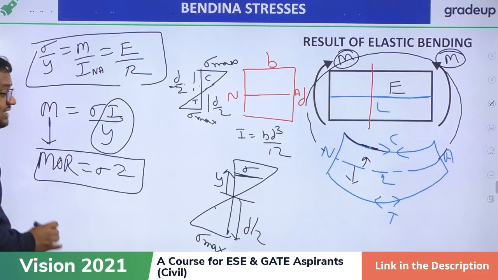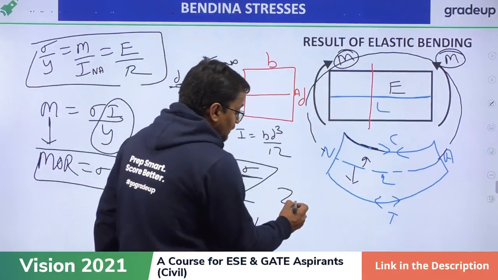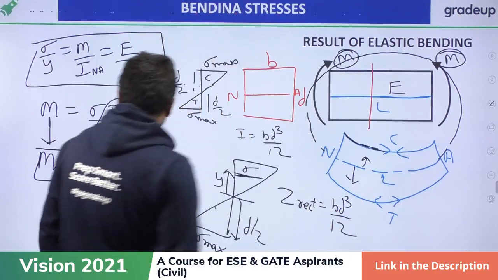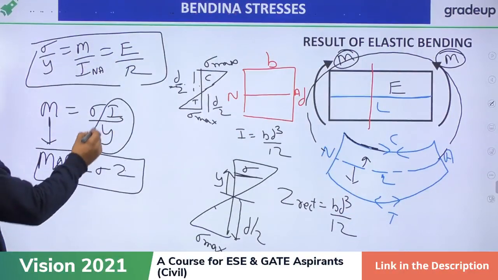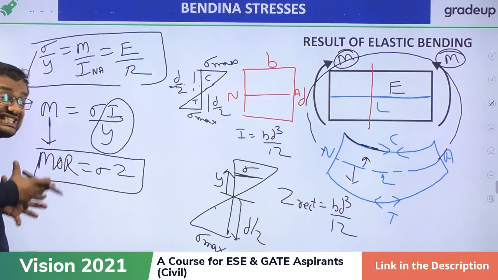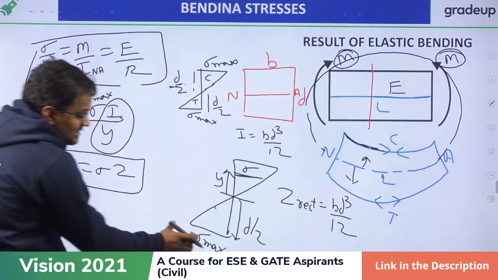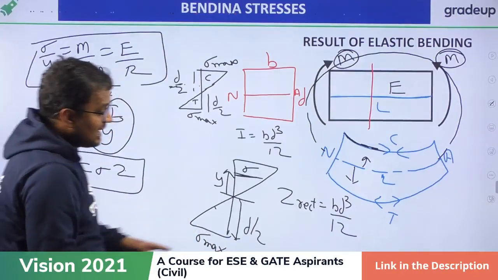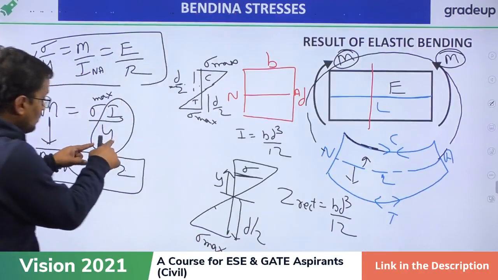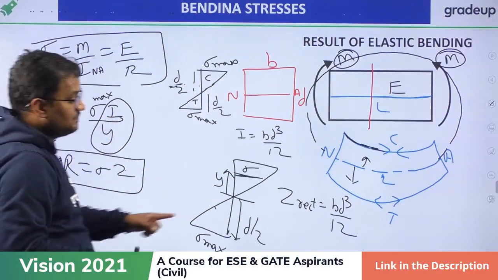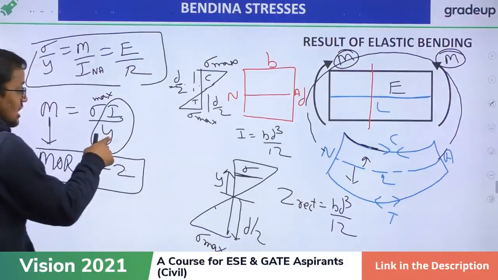So Z for a rectangular section is I by Y. I is how much? BD cube by 12. Moment of resistance means maximum moment. At that time sigma will be sigma max. And where is sigma max occurring? At Y equal to D by 2. So Z is equal to I by Y, where I is BD cube by 12, and Y is how much?